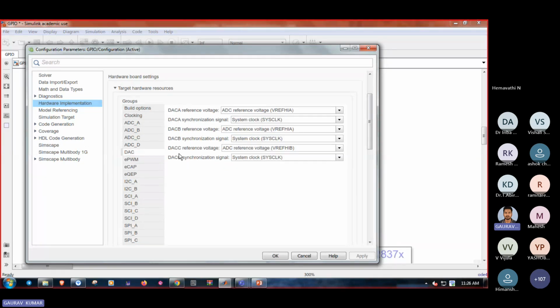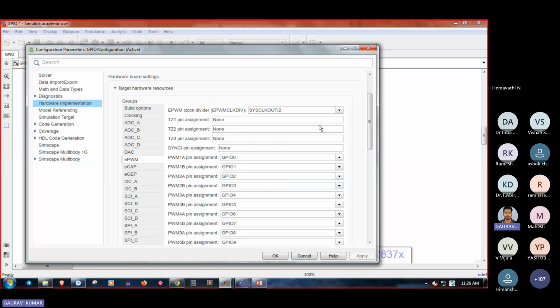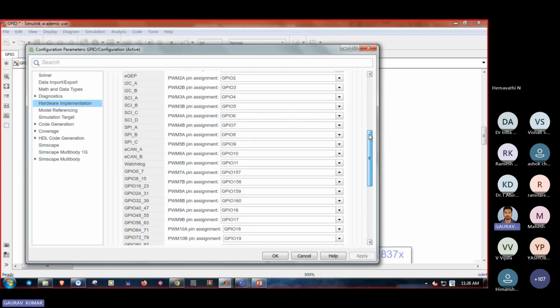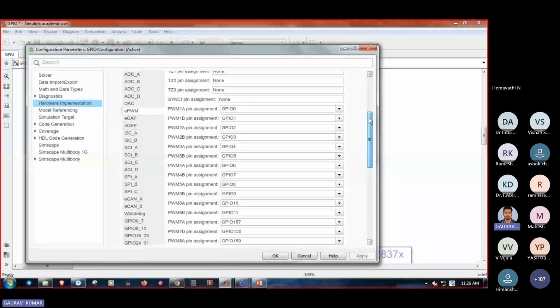We have EPWM channels. We have a total of 12 EPWM modules, and each module has two channels, A and B. So a total of 24 EPWM channels are there, and you can see the PWM channels also work as GPIO pins. So every pin can work with some different features also.